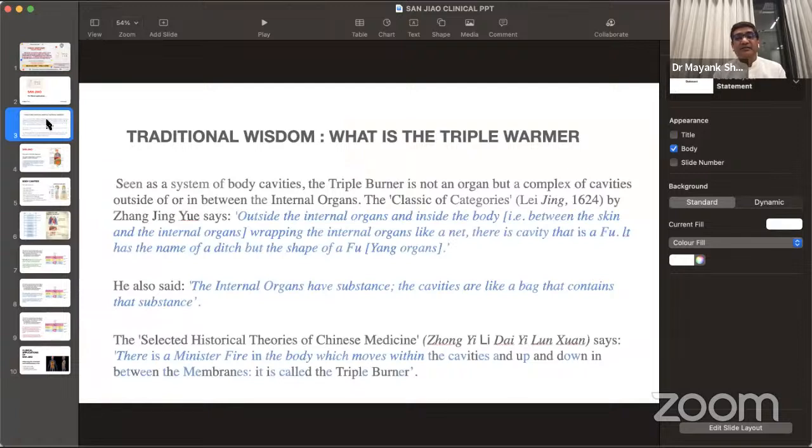The traditional wisdom shares something very interesting. The Sanjiao is seen as a system of body cavities, and it is also known as the burner. It's not an organ but a complex of cavities outside of or in between the internal organs. Now, this is something which one has to understand very, very clearly.